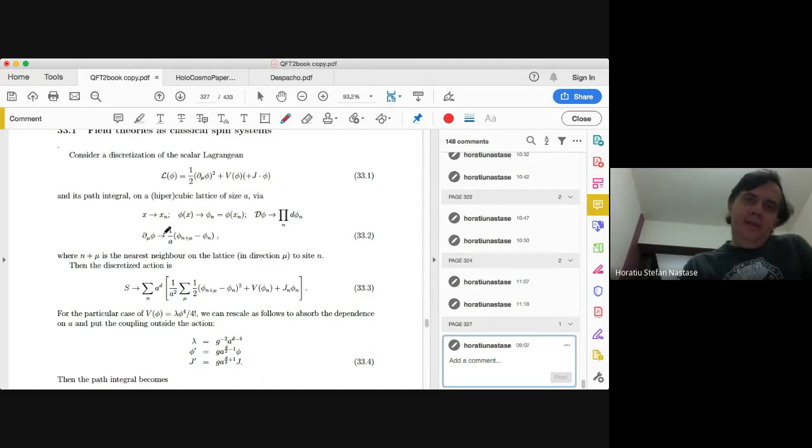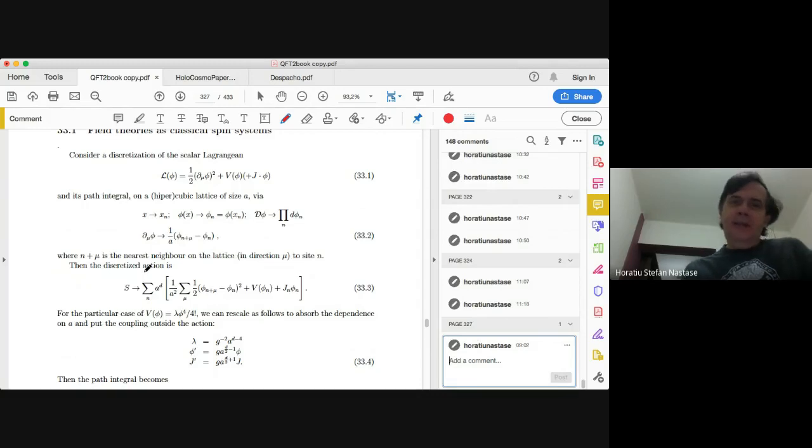And in the discretization, of course, the derivative in a direction mu means phi n plus mu minus phi n over A, where n plus mu means the nearest neighbor on the lattice of phi n in the direction mu. So we have the derivative with respect to x mu. So this is phi of xn plus mu. So from xn, you go in the direction mu to the nearest neighbor. This is the variation of phi divided by the variation of x.